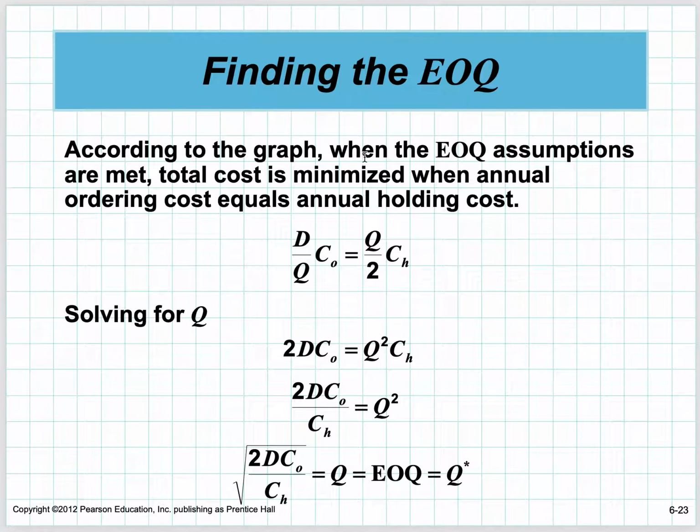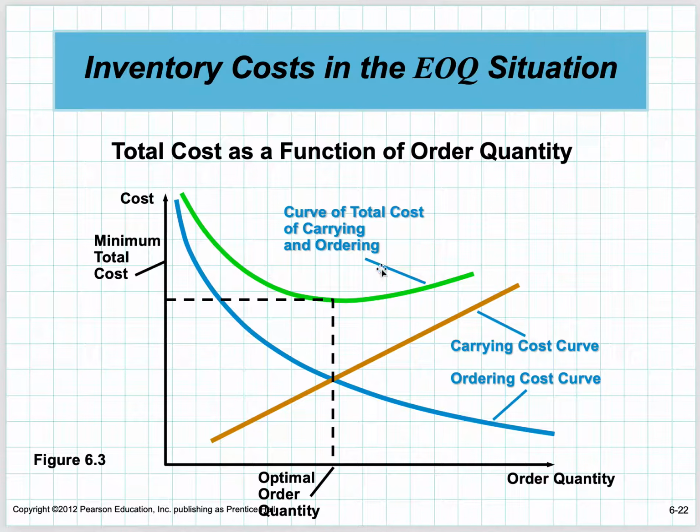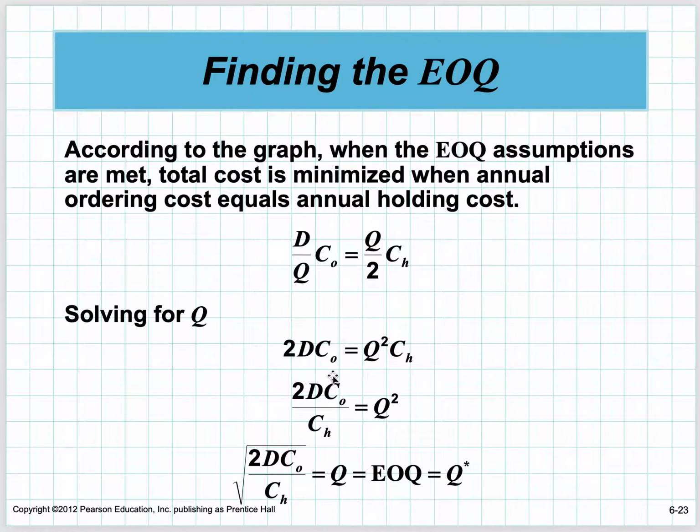According to the graph, when the EOQ assumptions are met, total cost is minimized when annual ordering cost equals annual holding cost, right? Well, we're taking a graph for granted. Normally you'd have to solve a calculus equation to do this, but let's go with their assumption here. So here's when these two things are equal.